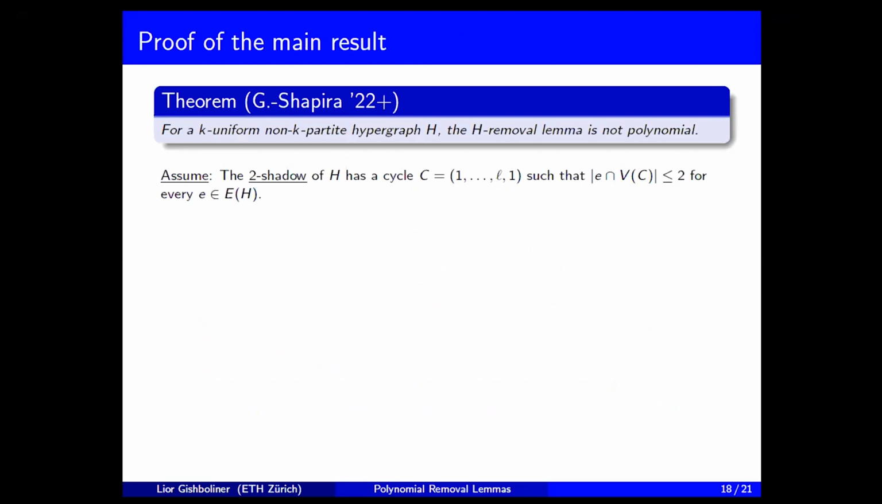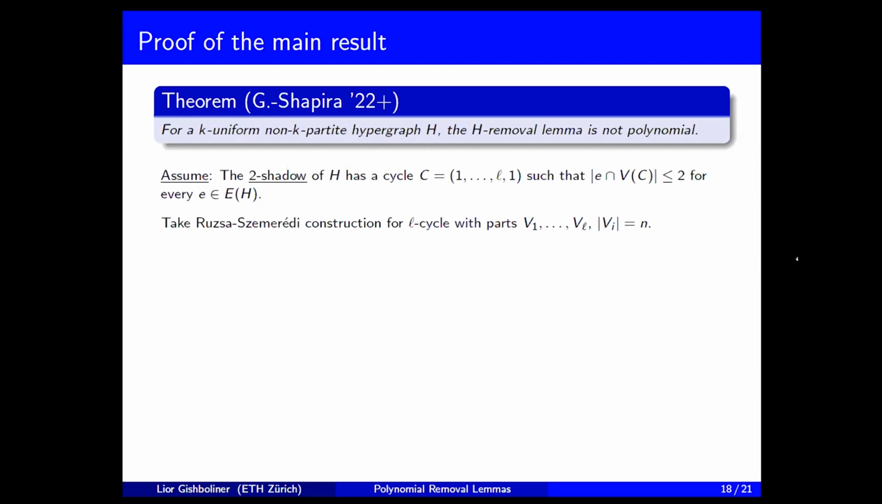We look at the two shadow of H. So this is a graph where two vertices are connected if they are contained in some edge of H. And we assume that this two shadow has a cycle 1 up to L, such that every other edge intersects the cycle in at most two vertices. So what we will do in this case, we'll kind of reduce the problem to the Ruzsa-Szemerédi problem for cycles.